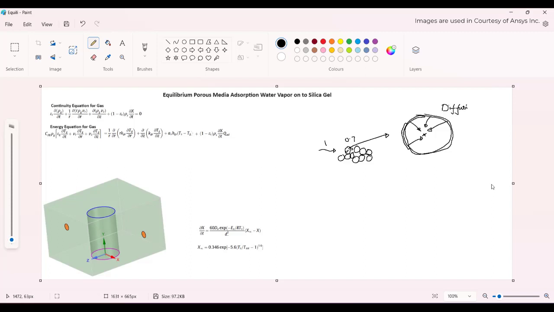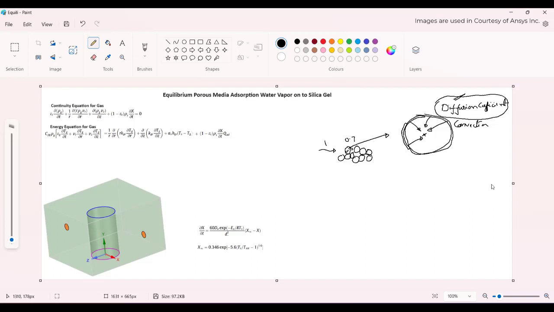So the diffusion coefficient of water vapor in silica gel, right? There is no convection term here. There is no flow of water vapor inside the silica gel. It is only diffusion that will be present inside the silica gel particle. So water vapor traveling into the silica gel particle mainly depends on the diffusion coefficient.